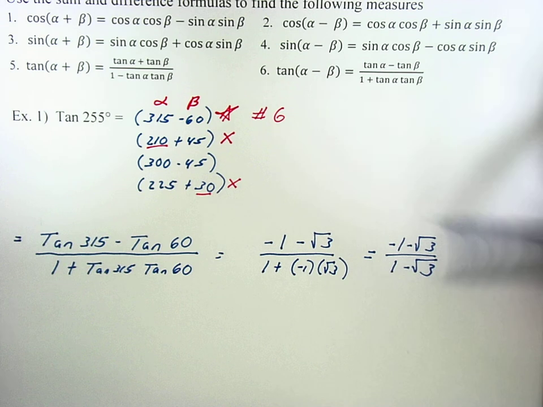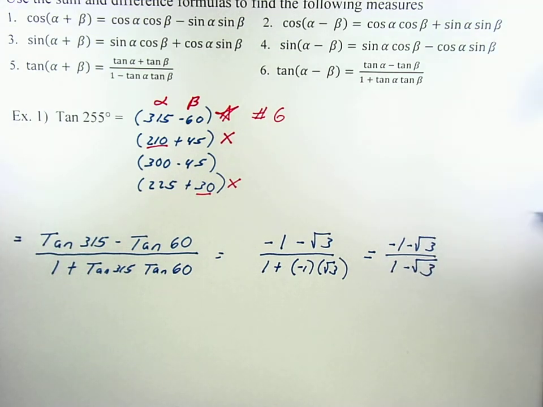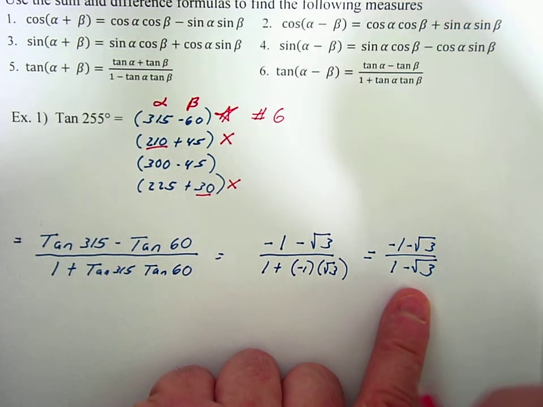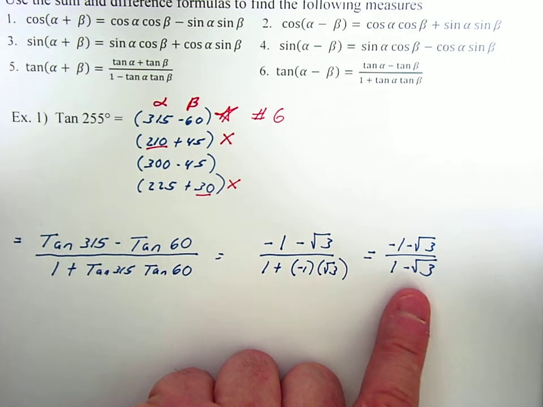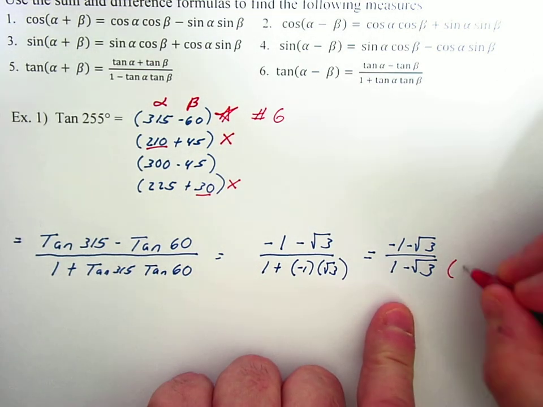When you get to this part, we've got to get rid of the radical in the denominator. There's only one way to do that. We're going to multiply the top and bottom by the conjugate of the denominator. And that's what you'll do for every single tangent one. So we're going to multiply by the conjugate, which will be 1 plus the square root of 3.